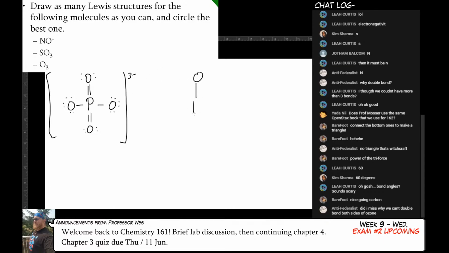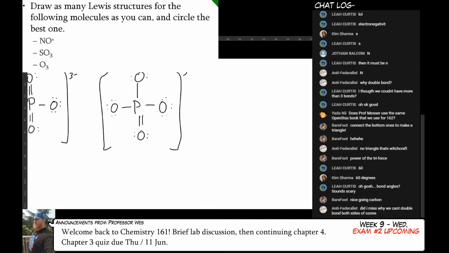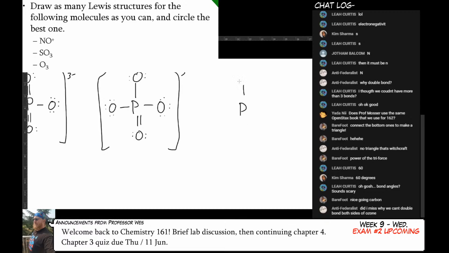I wrote the wrong letter. I'm only going to do a few of these because, as you can see, there are so many different combinations. Let me do the one that has no double bonds here.